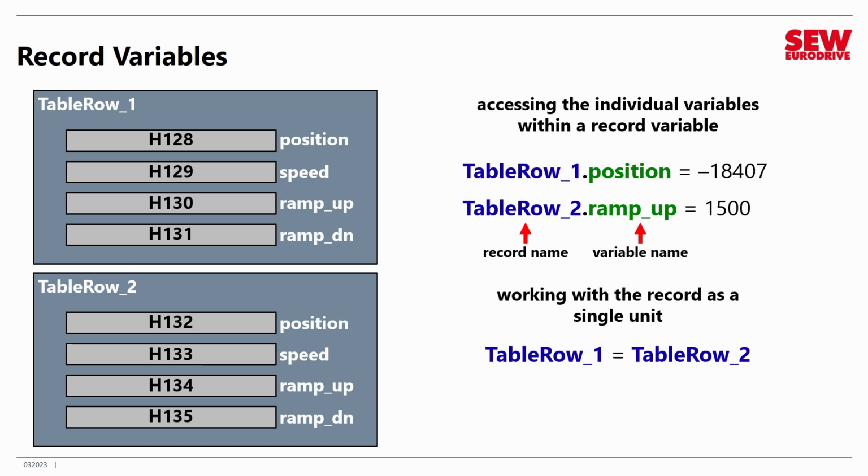Let me just give you a quick little caution. If you're going to do this, though, you better be sure that those two variables are from the same data type, because you can have different kinds of record variables that have different numbers of individual variables within them. And if they don't match and you try to do an assignment like this, that is not good. In this case, you can tell just by looking at them, the table row 1 and 2 are the same type. They each have 4 variables and they have the same names within them.